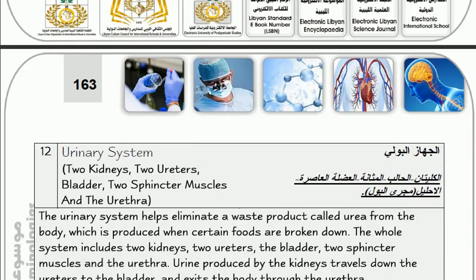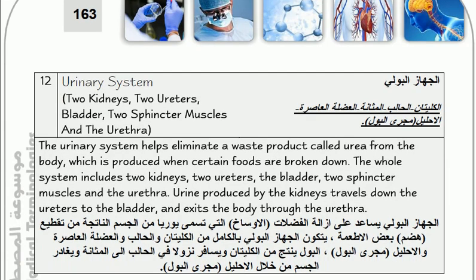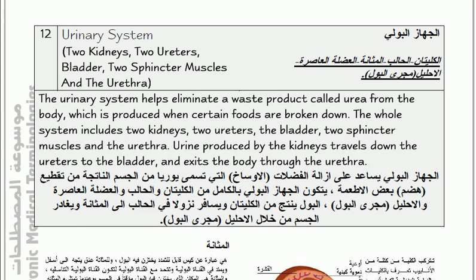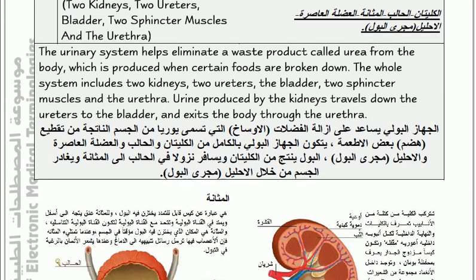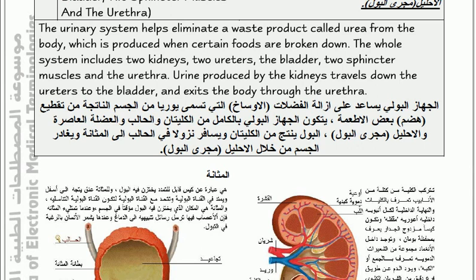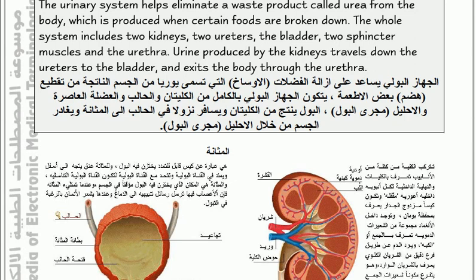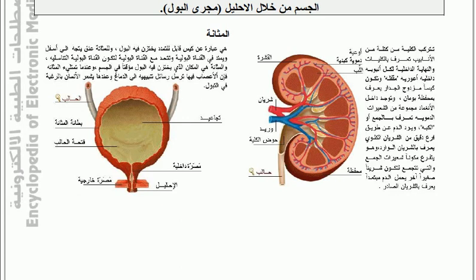12. Urinary system. 2 kidneys, 2 ureters, bladder, 2 sphincter muscles and the urethra. The urinary system helps eliminate a waste product called urea from the body, which is produced when certain foods are broken down. The whole system includes 2 kidneys, 2 ureters, the bladder, 2 sphincter muscles and the urethra. Urine produced by the kidneys travels down the ureters to the bladder and exits the body through the urethra.